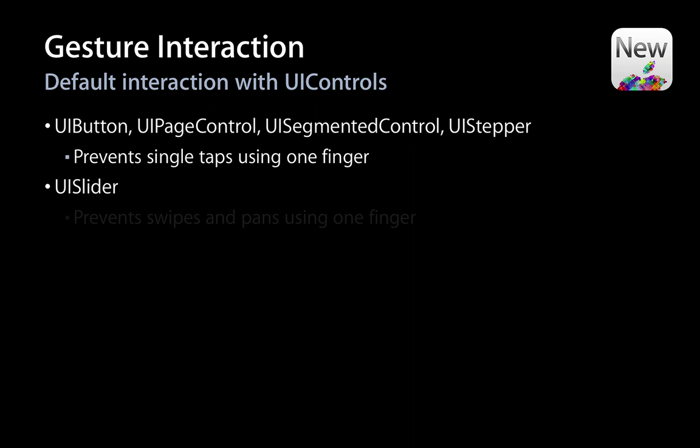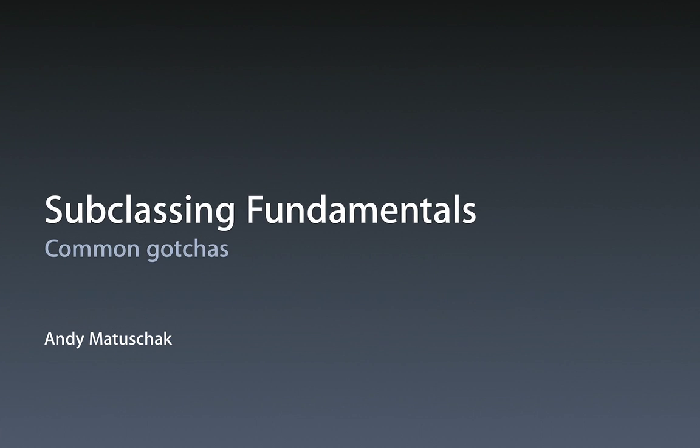In iOS 6, UI sliders will prevent any swipes or pans for fingers starting in their thumbs if they're on the same axis as the slider itself. So that problem is now fixed. So anyway, hopefully that gives you a really good idea of why you want to be playing in the UI gesture recognizer system. If you use the system itself and follow its state machines, then you'll get all these interactions for free, and you won't have to build all that stuff yourself.